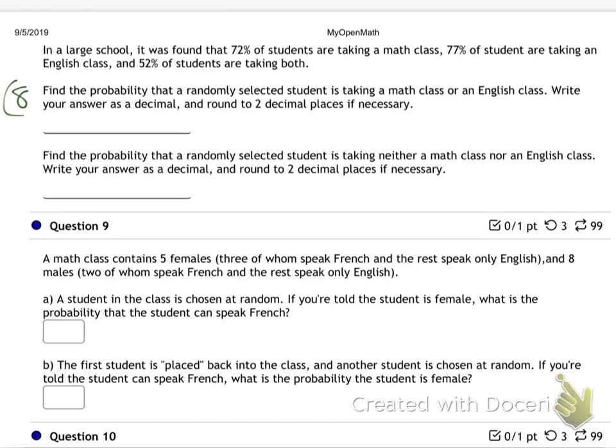All right. So number 8, very important question. In a large school, it was found that 72% of the students are taking a math class, 77% of the students are taking an English class, and 52% of the students are taking both. Find the probability that a randomly selected student is taking a math class or an English class. What do you think about that?